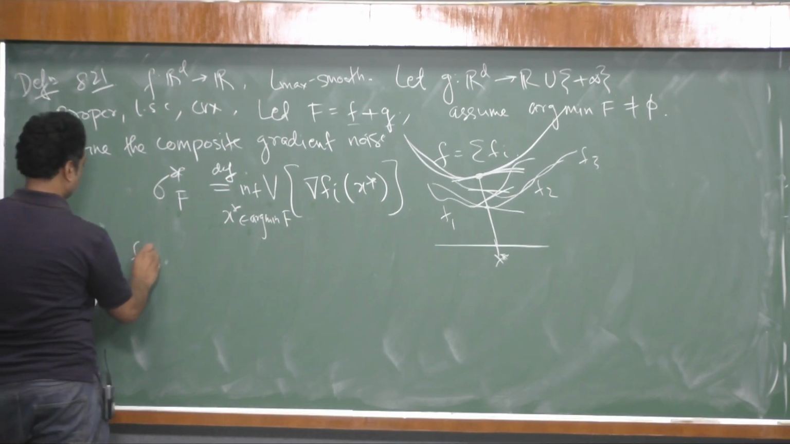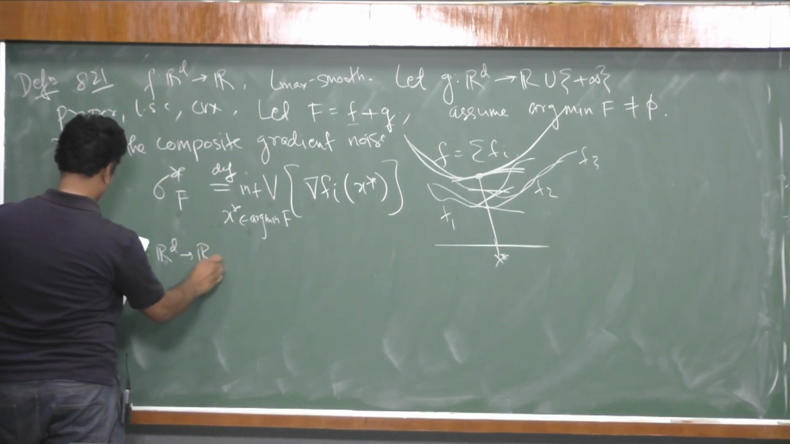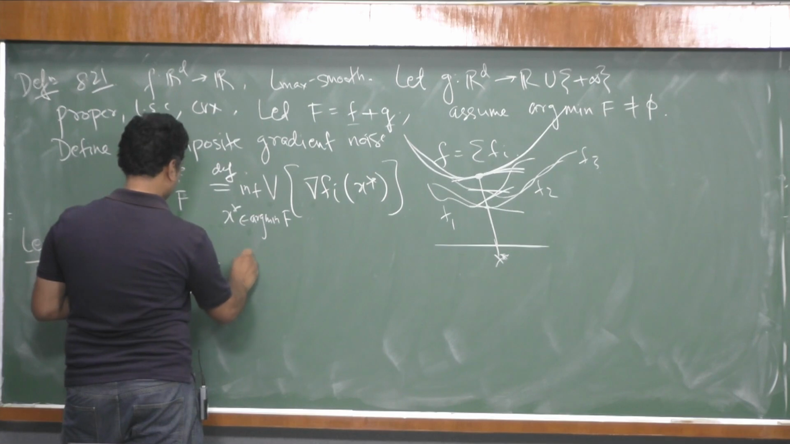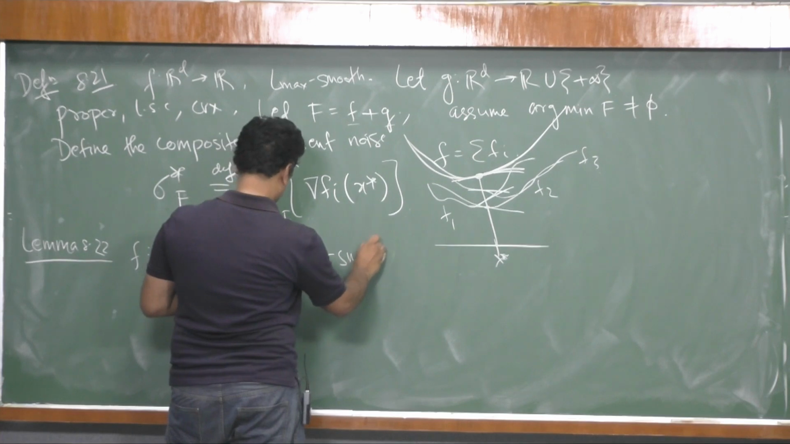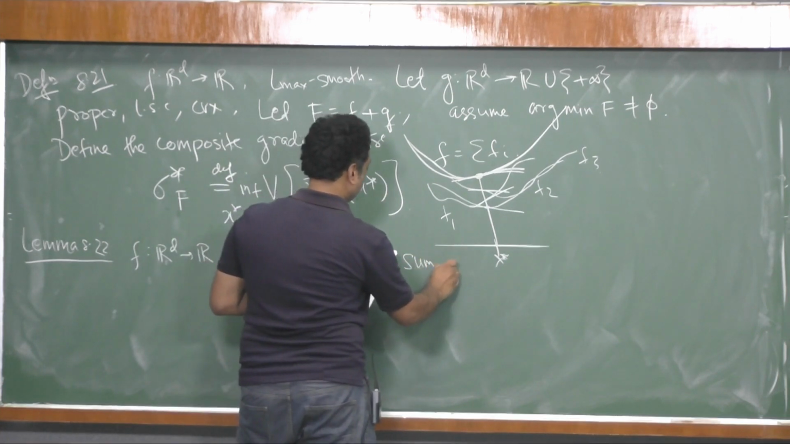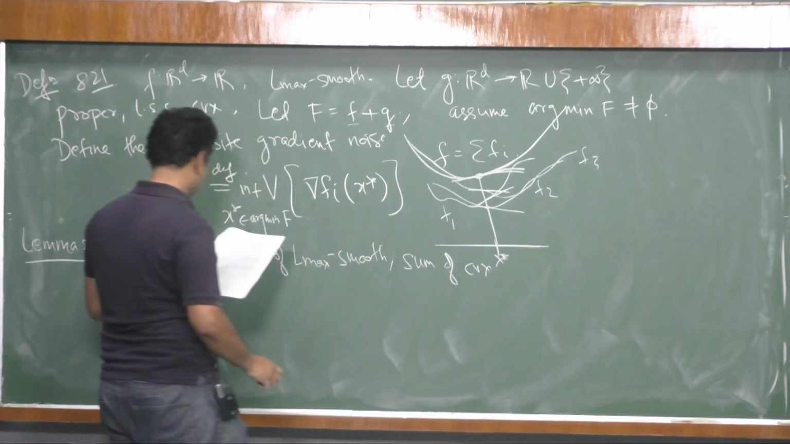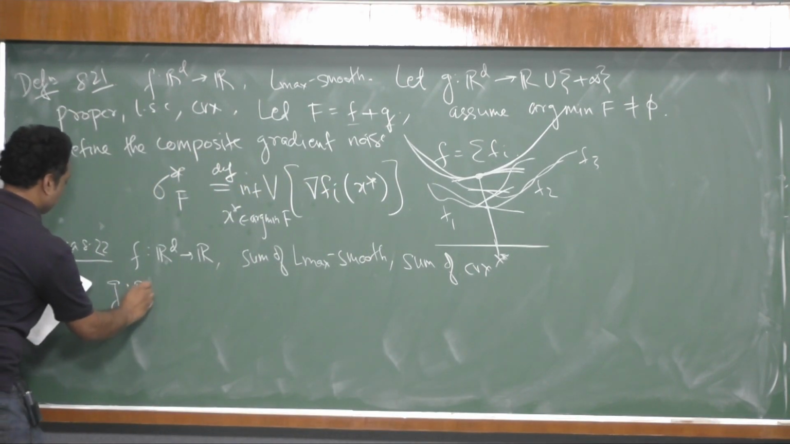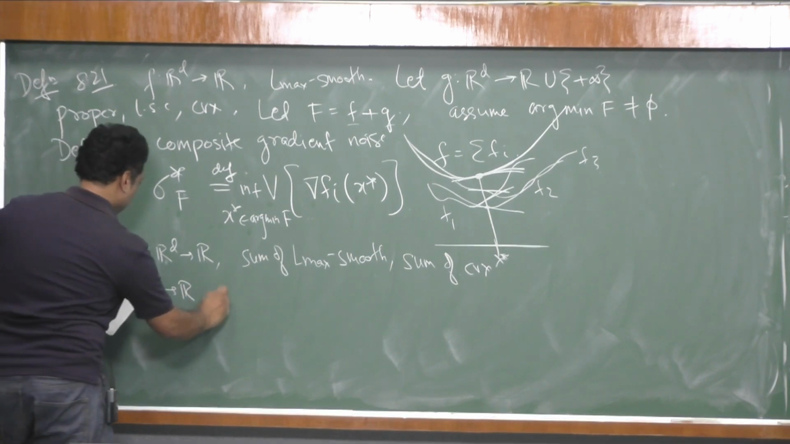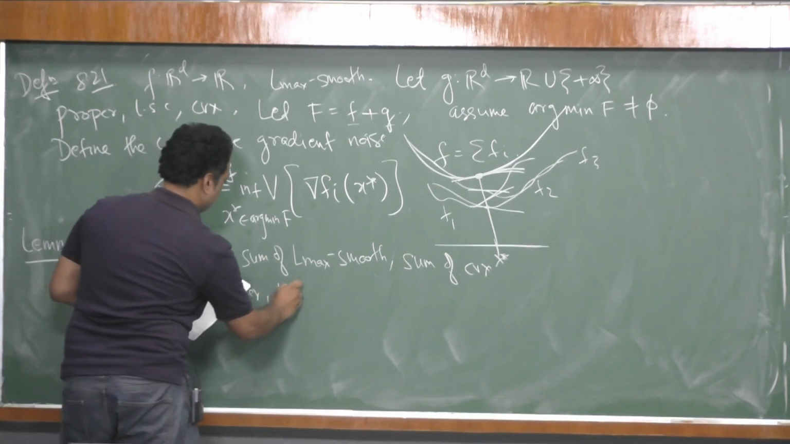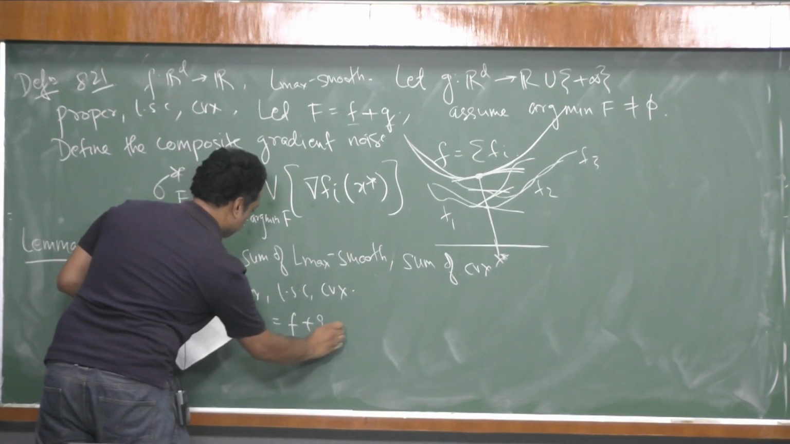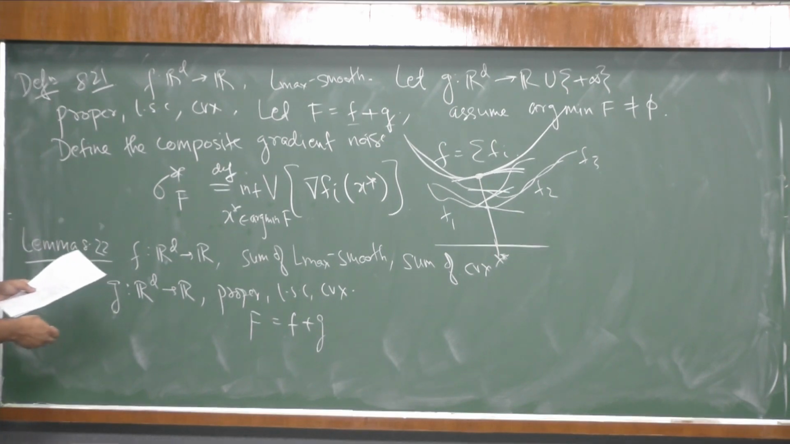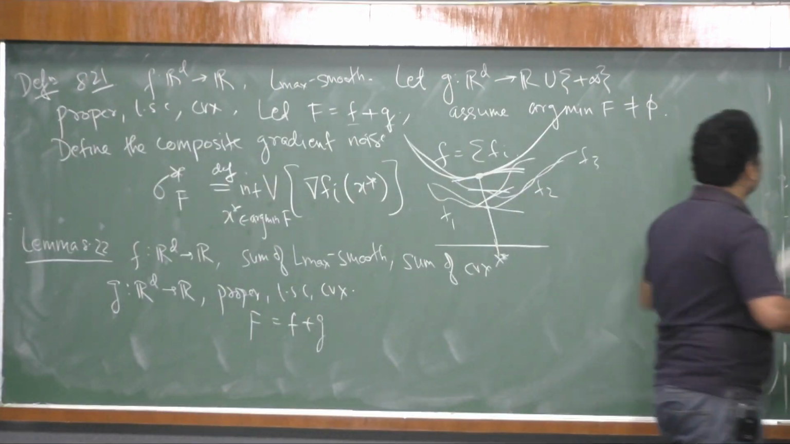So f from Rd to R, and sum of Lmax smooth and sum of convex, and G from Rd to R, proper LSC convex. Then F is f plus g as usual, and well posed. So let us say a minimizer exists. Then we have these 4 properties that we will try to prove.